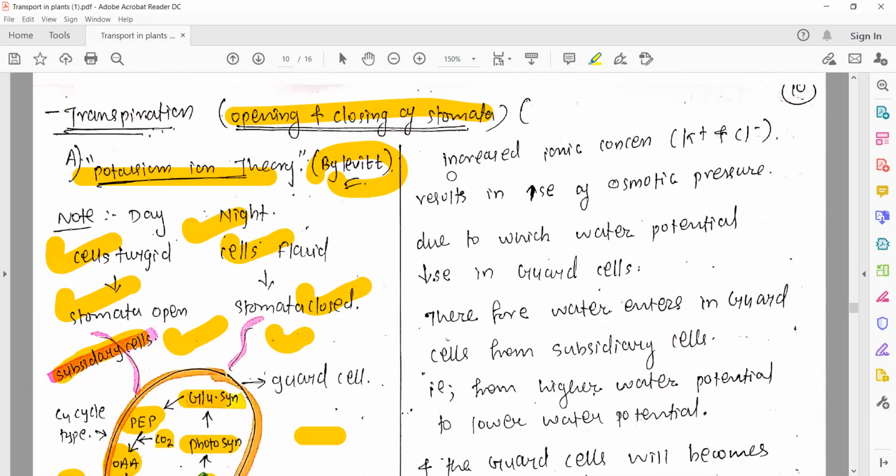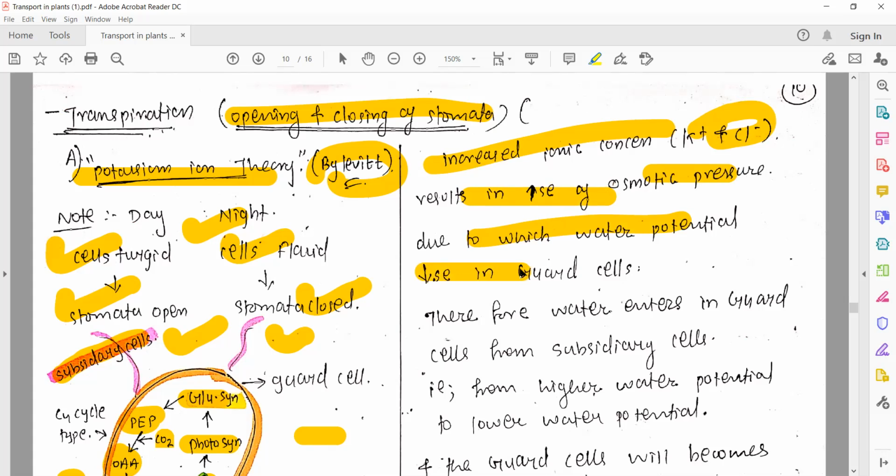So what is happening over here, you should recollect all the points. The ionic concentration, that is the K plus and the Cl minus concentration, is increased in the guard cells. Because of this, osmotic pressure is going to increase, due to which the water potential is going to decrease, because the solutes, like potassium ions and chloride ions, are increasing, so the water potential in the guard cells is going to decrease.